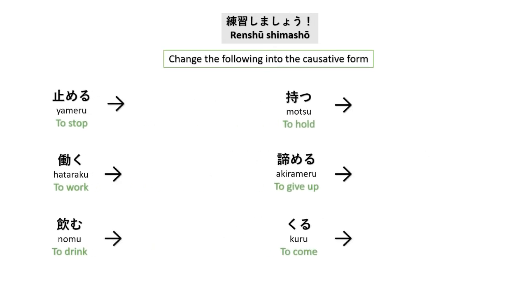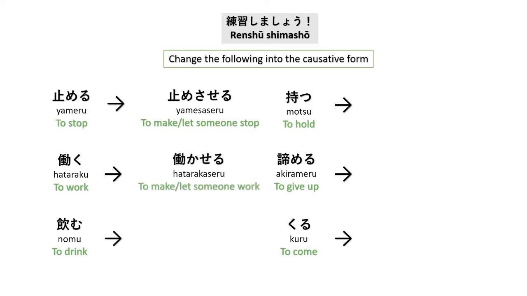For the first one, yameru. Yameru becomes yamesaseru. So yameru is a root verb. Yamesaseru to make or let someone stop. Hataraku. Hataraku becomes hatarakaseru. Hatarakaseru to make or let someone work. Next, nomu. Nomaseru. Nomaseru to make or let someone drink.